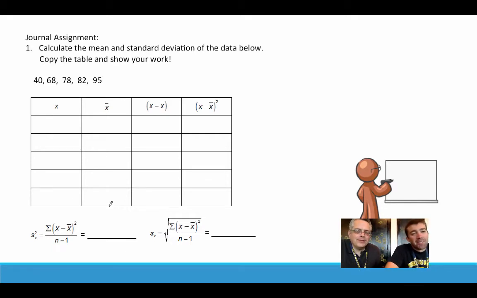Here's the journal assignment. We want to calculate the mean and standard deviation of the data below. So no fun story this time. We just threw you a bunch of numbers. So 5 numbers, not too bad. Load up the numbers there. Find the mean. Get the deviations. Square them. We can find the standard deviation. Pretty easy. Just like the examples. Okay, good luck.